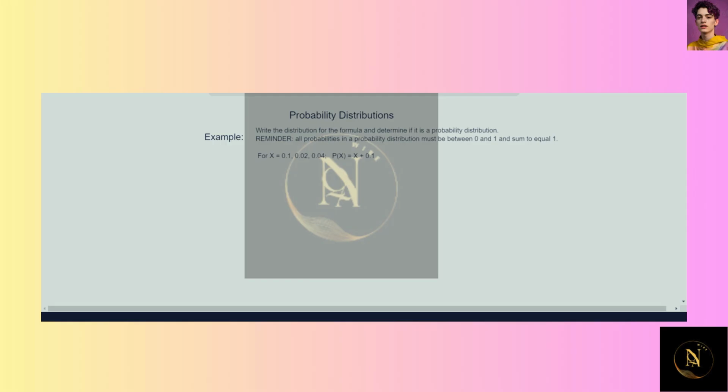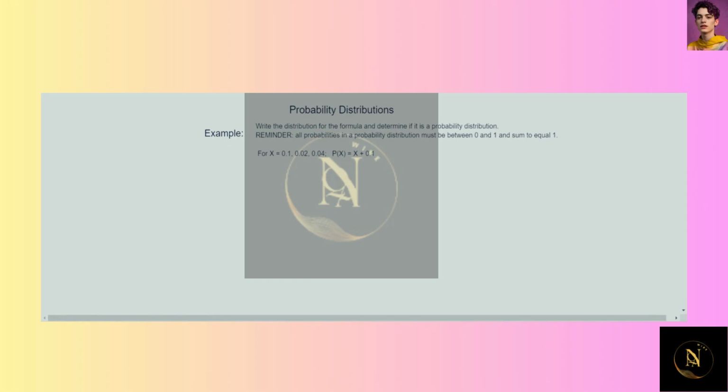Hello, today we'll be continuing our discussions on probability distributions with this example of a distribution represented by an equation and various x values. And we will be writing this distribution out in table form based on this equation, as well as determining if the resulting distribution is a probability distribution versus just an arbitrary distribution of some sort.